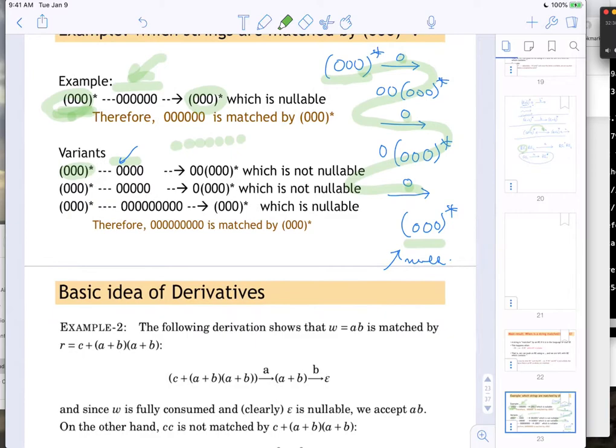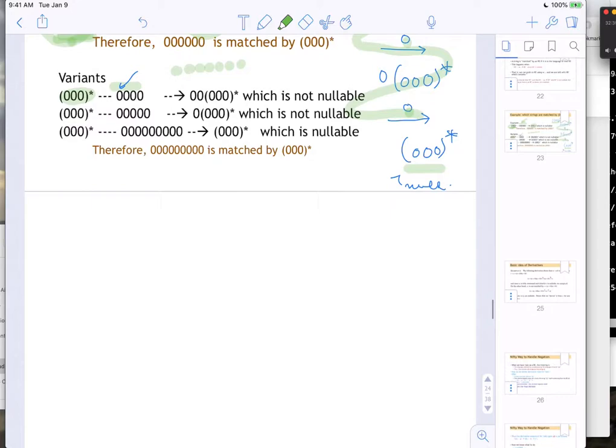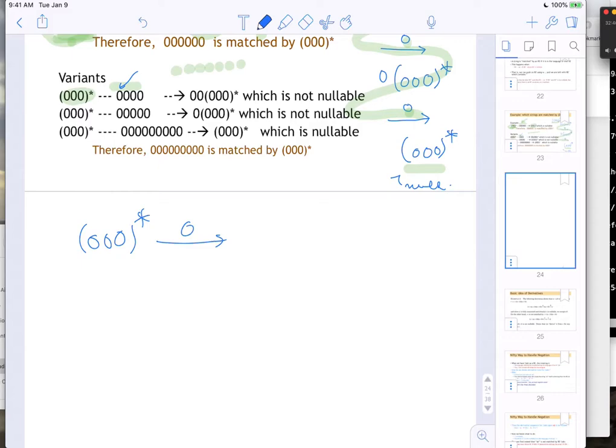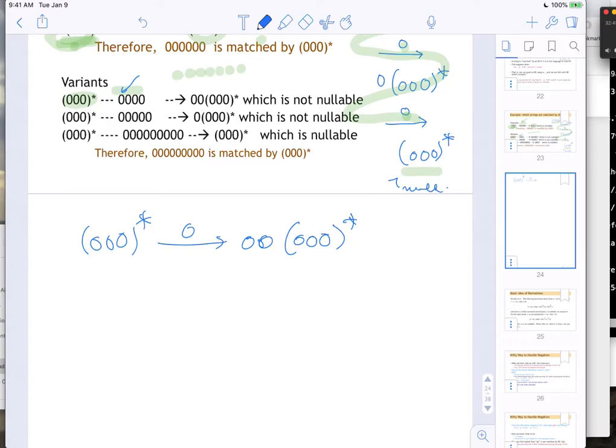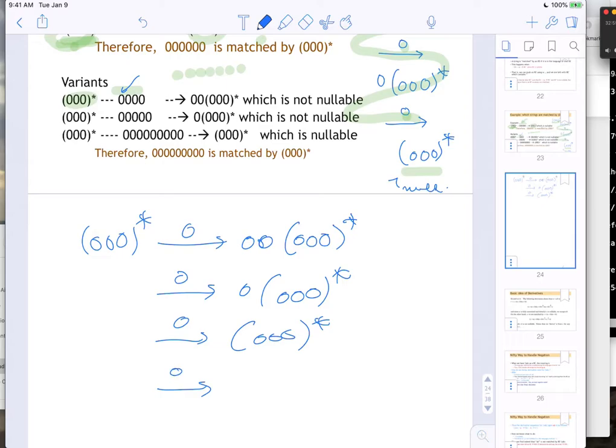On the other hand, if I had 4, what would be the result? So let's try that. 00 star upon a 0 gives me 0 followed by 00 star, upon another 0, 0 followed by 00 star. But now I have the fourth 0 coming. The fourth 0 leaves it at 0, 0 followed by 00 star. Is this nullable? No. Both the right end. This entire thing is no. So if you send 4 zeros through it, what results is not nullable at that point, and that path cannot be accepted.